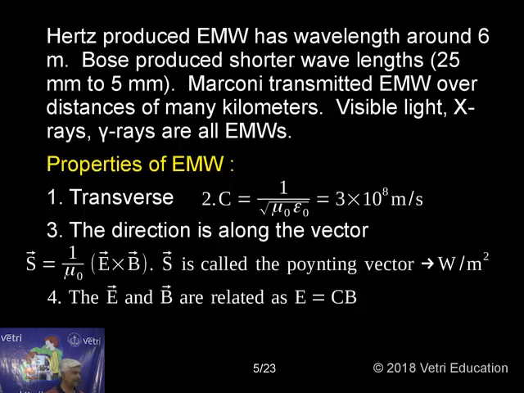What are the properties? Why am I saying this? Anyone may ask in the examination, right? The properties of electromagnetic wave. Electromagnetic waves are always transverse in nature. I already discussed C is equal to 1 by root of mu naught epsilon naught. The direction is along the vector S, S vector equals 1 by mu naught E cross B. S is called the Poynting vector, the direction where the electromagnetic wave moves. E and B are related as E is equal to CB.